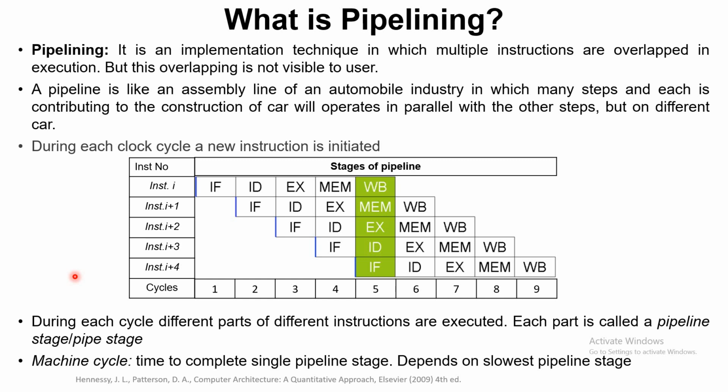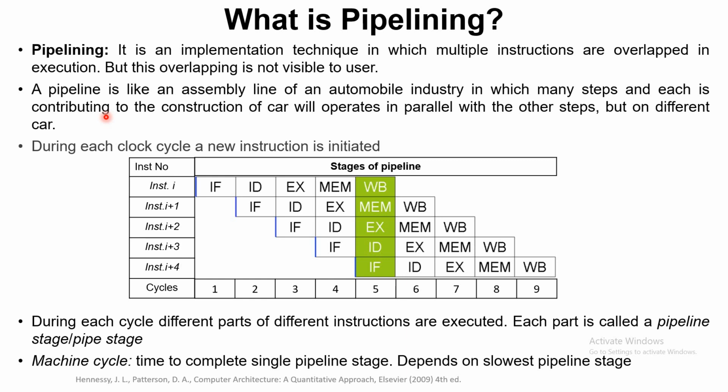Now before we discuss the details of this pipelining, for better understanding, we would like to compare pipelining with an example. Let's suppose there is an assembly line in the automobile industry. As we know, in the assembly line of the automobile industry, there are so many stages and different operations have to be performed at the different stages of the assembly line. And each stage of this assembly line will have to contribute something towards the manufacturing of the car.